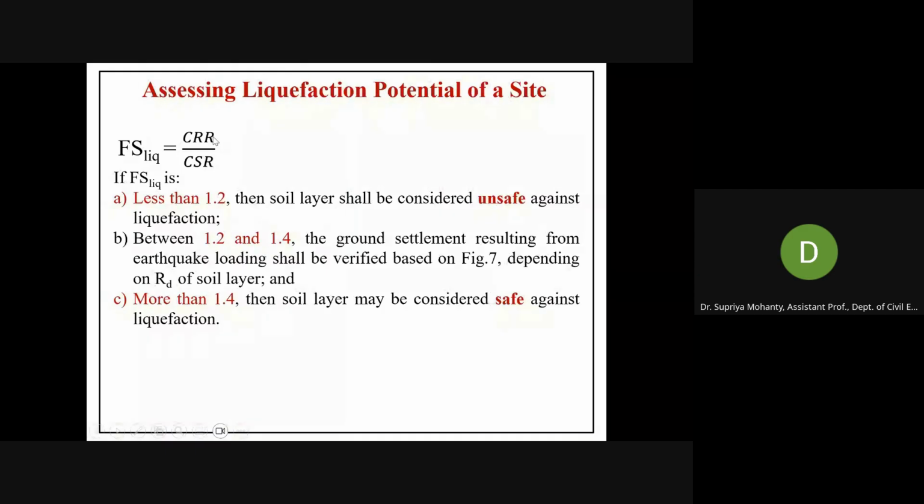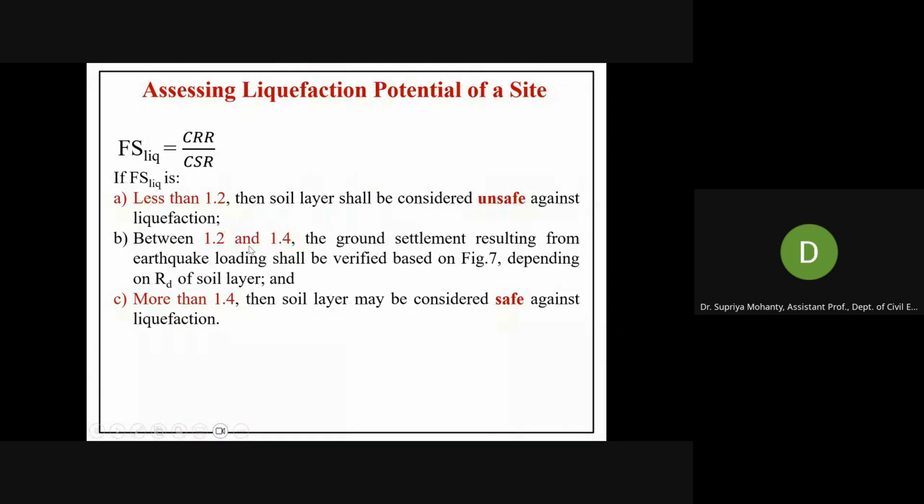Once you have CRR and CSR, CSR is the demand and CRR is the resistance or capacity. For CSR, we need the PGA value, the total and effective stress information, and the stress reduction coefficient. However, for the resistance, we need at least a field test result: SPT, CPT, DMT, or VS. If this ratio CRR to CSR is less than, suppose, 1.2, then the soil is said to be unsafe and prone to liquefaction.